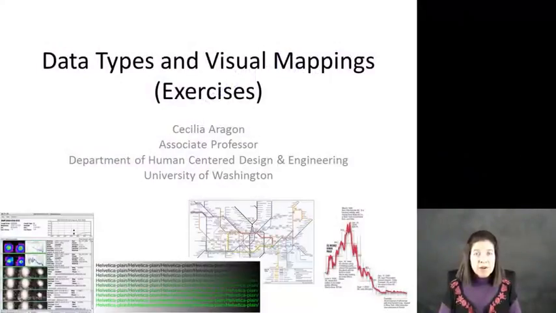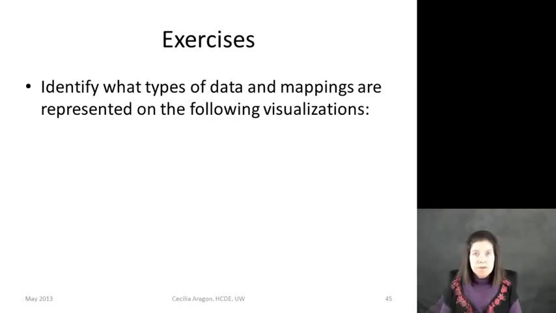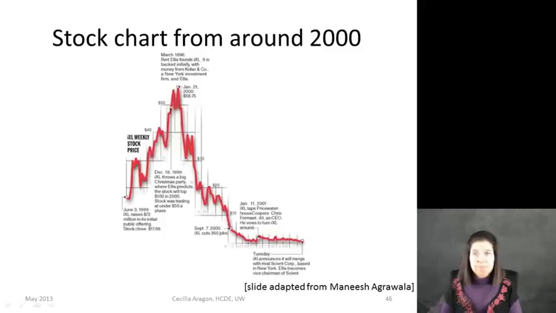Last time, we talked about the theory behind the central problem in information visualization, mapping data types to visual attributes. In this lecture, we're going to put that theory into practice. So for these exercises, I'm going to show you 3 visualizations, and in each of them, I'd like you to identify which types of data and mappings are represented.